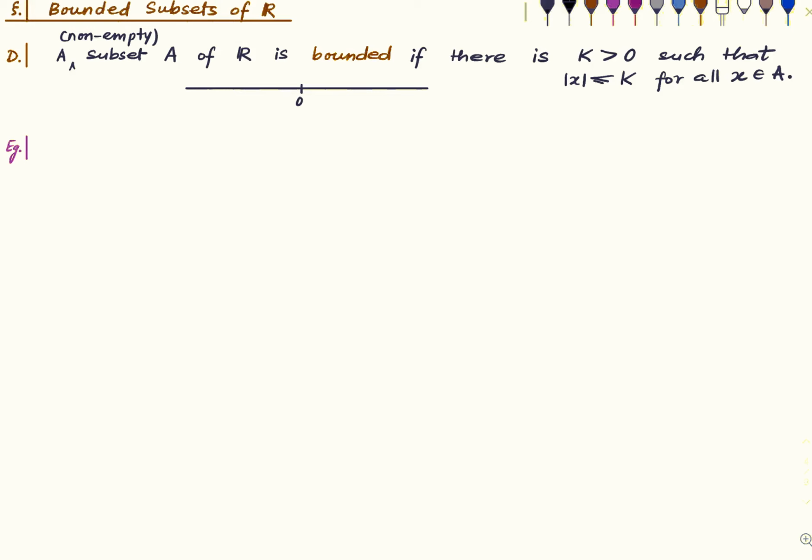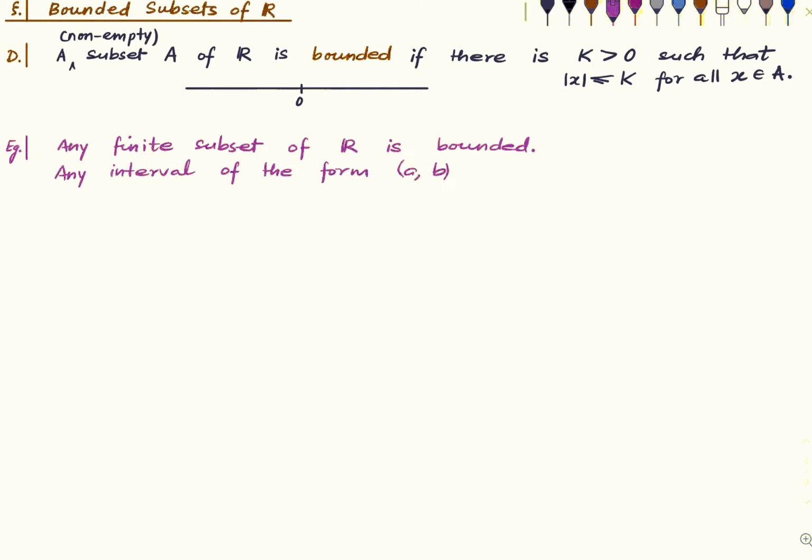Okay, and just for example, I don't have a very good example, just the obvious ones. Just take any finite set. So any finite subset of R is bounded. That should be clear. And you can take any interval, so any interval of the form, let's say it's an open interval, (a, b), where a and b are of course real numbers, is bounded. And you can construct infinitely many examples.